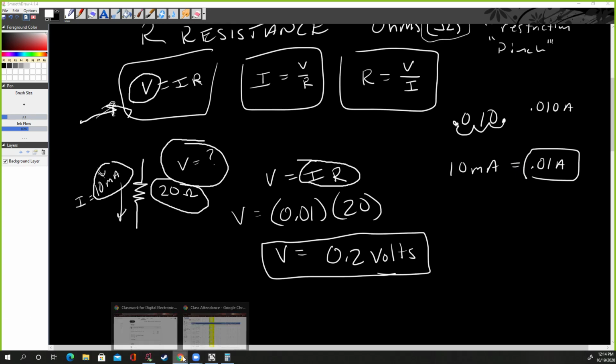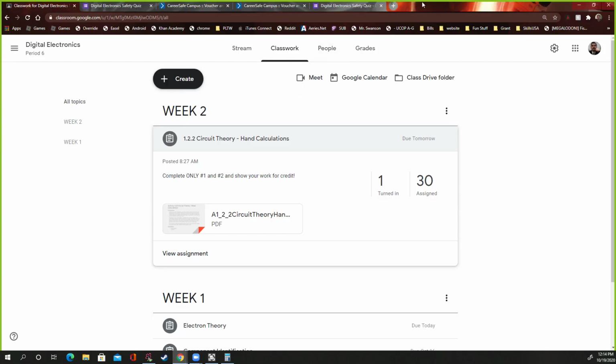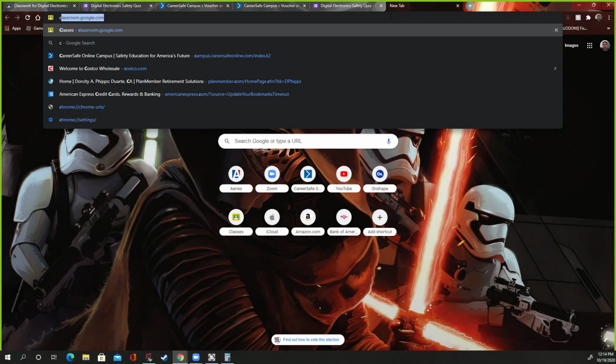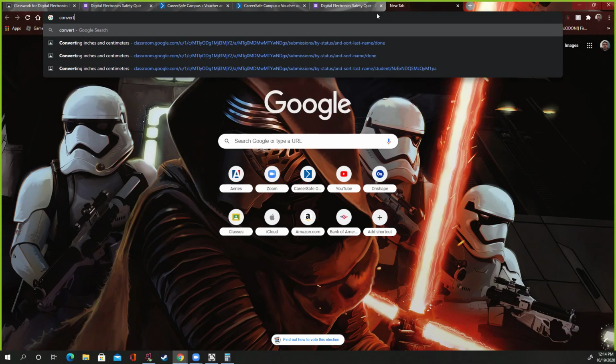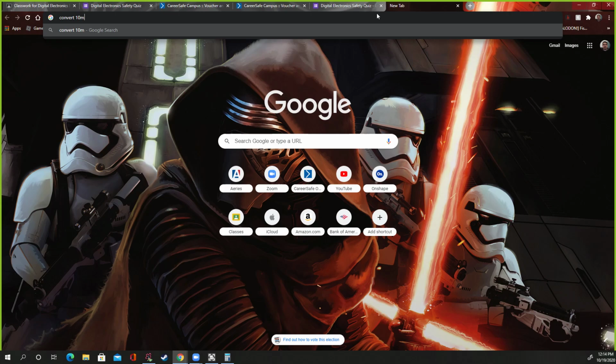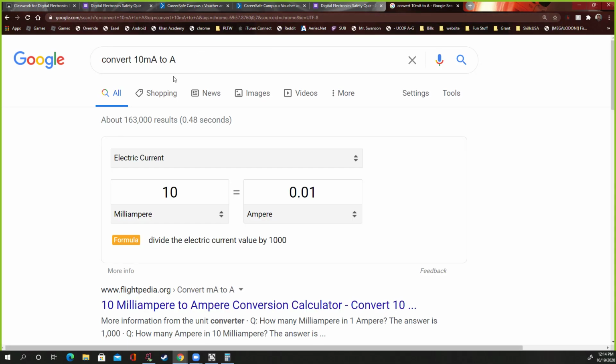So I can show you that right here if you want to see that right quick. I can say convert 10 milliamps to amps. I just put A. So I just said convert 10 MA to A. And it says 10 milliamperes is equal to 0.01 amperes. So I was right. Okay, guys? If ever you want to double check yourself or you're second guessing yourself, just go there, okay?